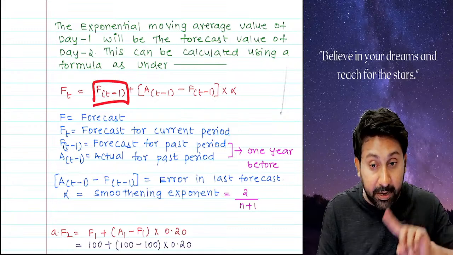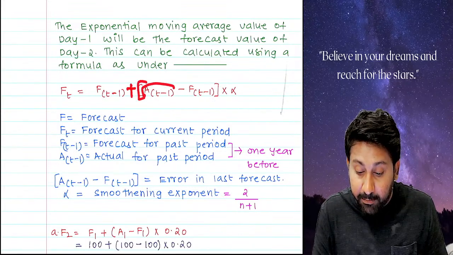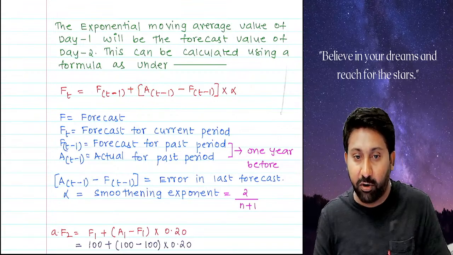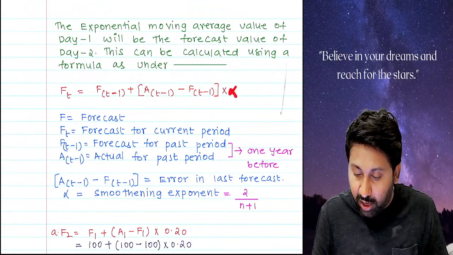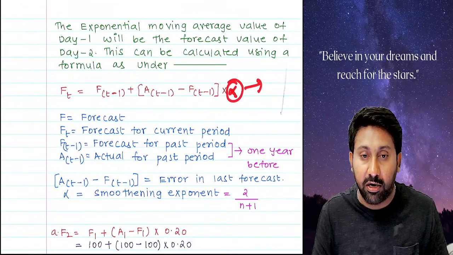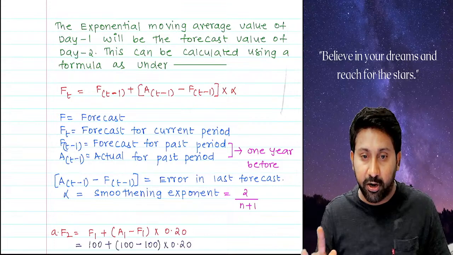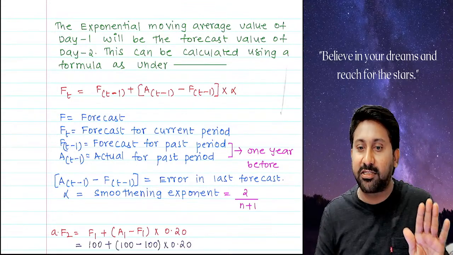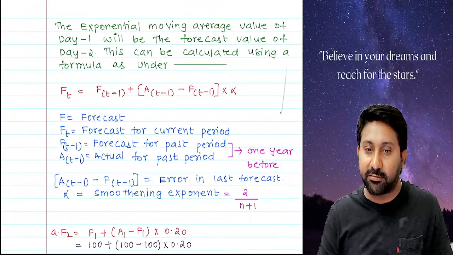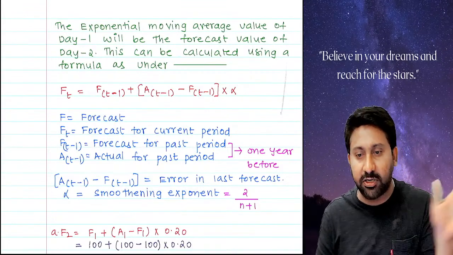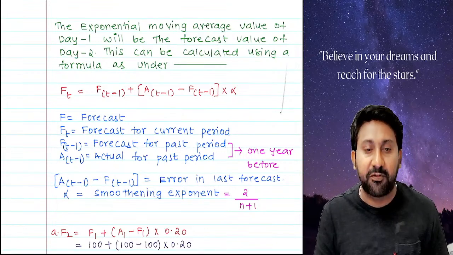Forecasted price of the previous trading day, plus the actual price prevailing a day before, minus the forecasted, multiplied by alpha. Alpha is called the smoothening exponent. Logics, everything, don't ask now. This is not the time. One video I made very clearly, and this is not the time to listen to that video as well. From the exam's point of view, the question comes how to answer. That's all. See here, F(t-1).